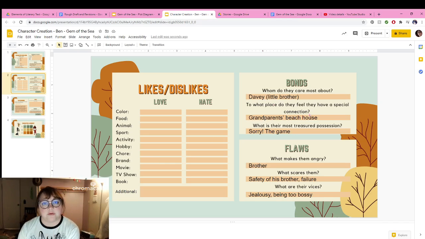Bonds. She cares most about herself and the ocean. She feels a special connection, obviously, to the ocean. There's a cave that's mentioned, and I'd probably mention that cave as well because she hangs out there. Sea glass is her most treasured possession.